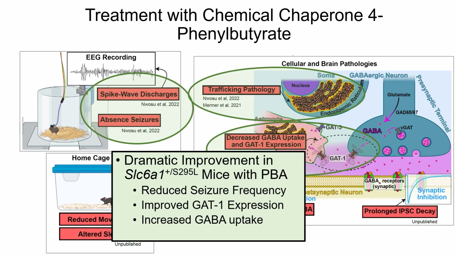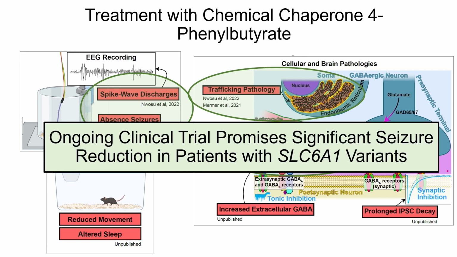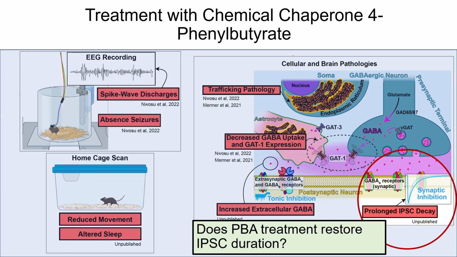From experiments we've done, which Katty's just shown you, treatment with PBA can help with seizures in these mice, with the trafficking pathology, with the decreased GABA uptake, and with GAT1 expression. And of course, as Dr. Greenspan has shown, the clinical trial with PBA is showing a lot of promise, particularly for patients with SLC6A1 mutant genes. So I wanted to know, for the phenotype I found at the synapse, what does PBA do?